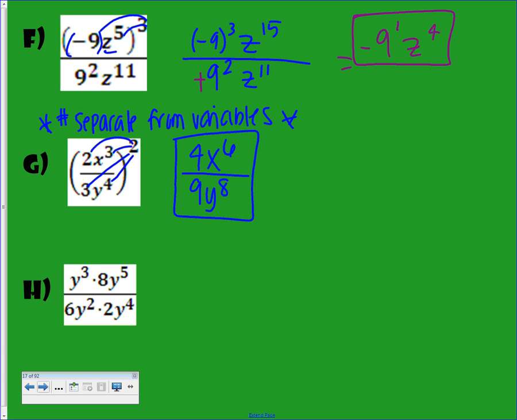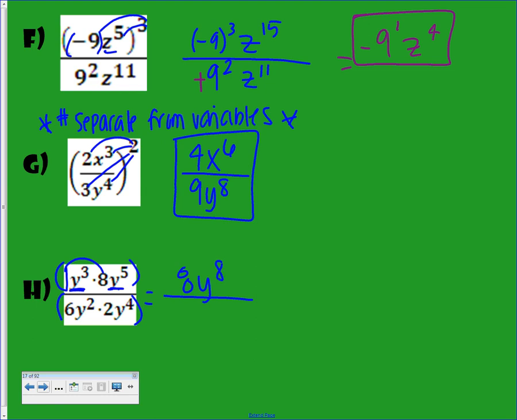If I look at example H, I've got a lot going on. Okay, so what I would do is kind of treat the top as one part and the bottom as another before I start to simplify. So on the top, I have y to the third times 8y to the fifth. So that's going to give me 8, because numbers are just numbers, and 1 times 8 is 8. Now I have two bases, y to the third and y to the fifth, which means I'm going to add the exponents. So 3 plus 5 is 8.